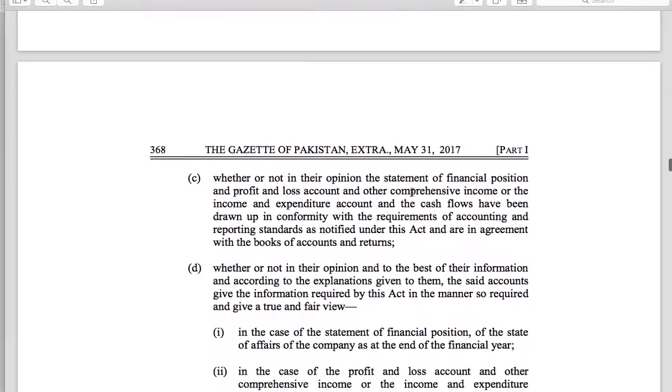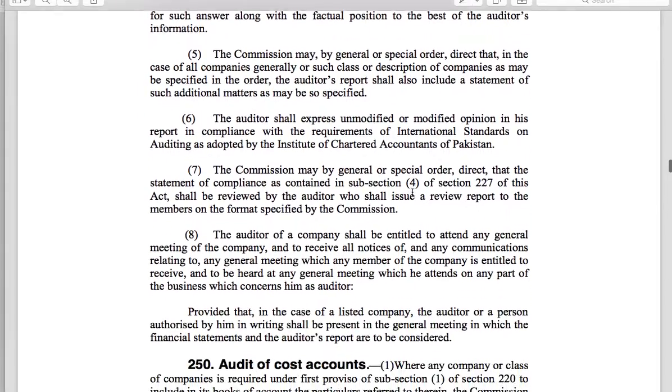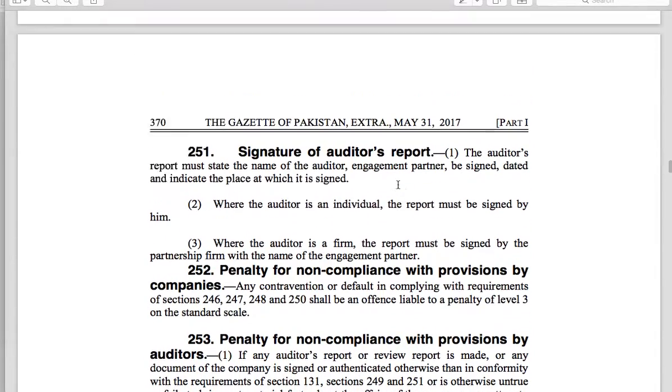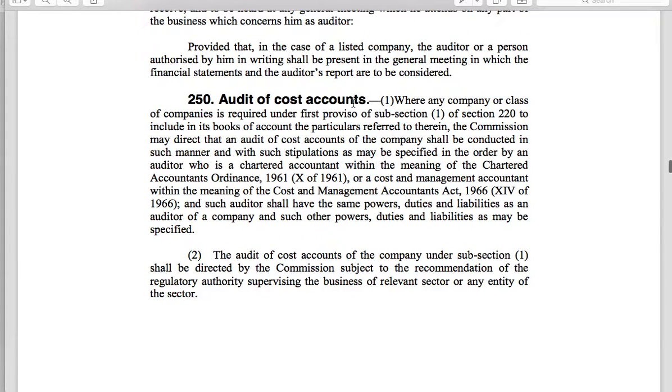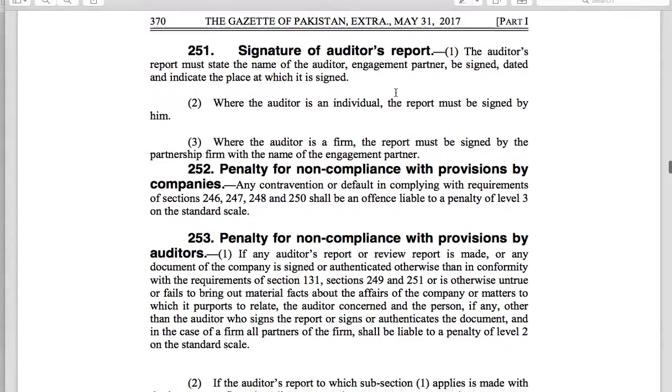All of this has been defined so that if an auditor doesn't fulfill his duty, he can be held to misconduct. And audit of cost: those companies like cement and other companies which need to have their cost accounts also audited along with their financial accounts. Cost audit means audit of their management accounting as well as audit of their financial accounting. Management accounting is internal accounting, but some industries have to have their management accounts, internal accounts, also audited by external bodies. Signature of auditors.